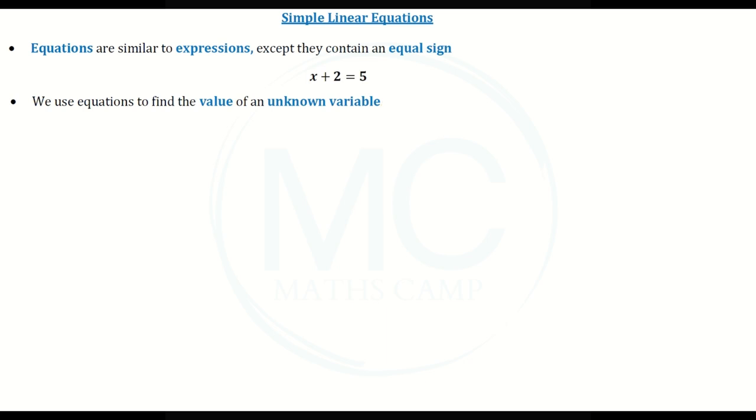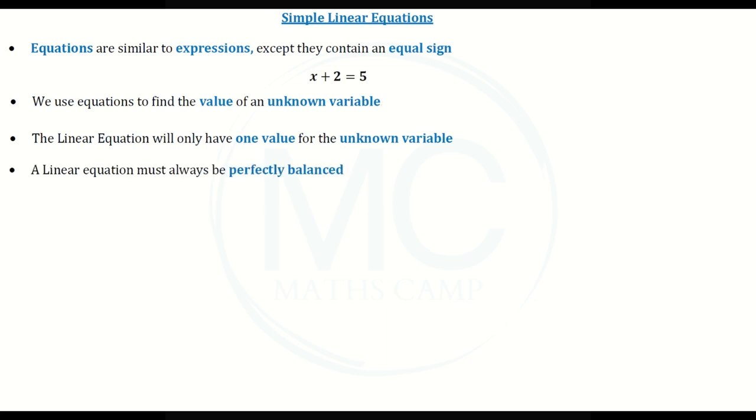The linear equation will always have one value for the unknown variable. So in the equation above, x can only have one possible value. It will make the equation true. A linear equation must always be perfectly balanced. To do this, we perform the same operation on each side of the equation.